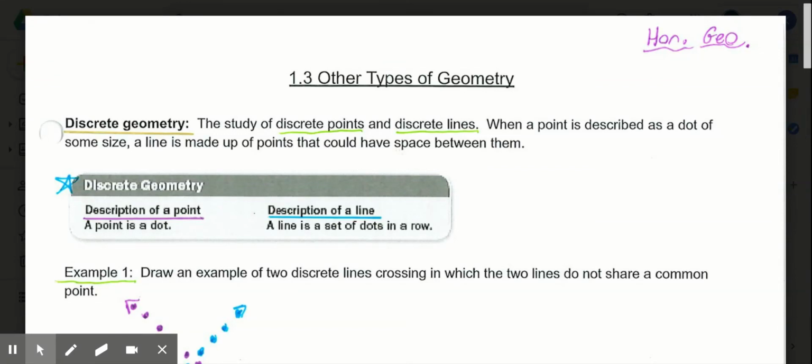Hi, and welcome to Lesson 1.3, Other Types of Geometry. So we are mainly going to look at two other types of geometry in this lesson. There are many other types of geometries outside of just these two, but these are two common types that sometimes show up outside of our Euclidean geometries.